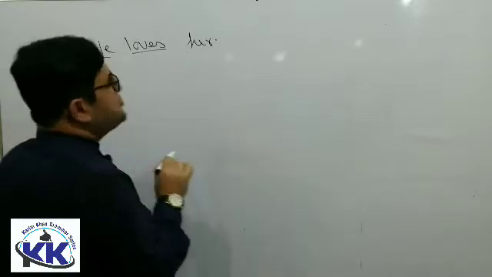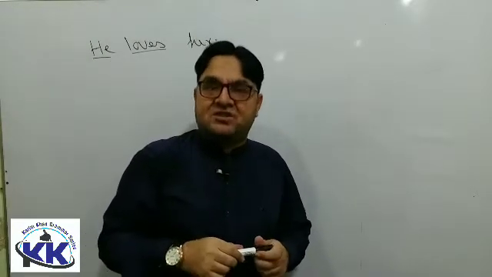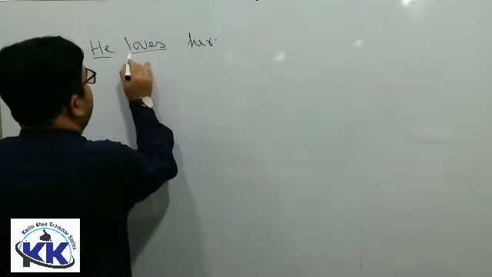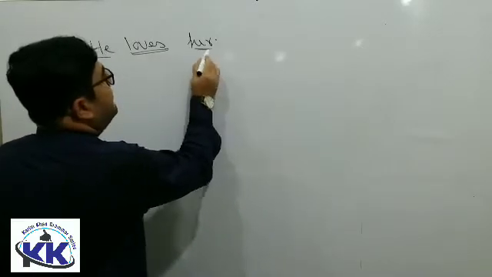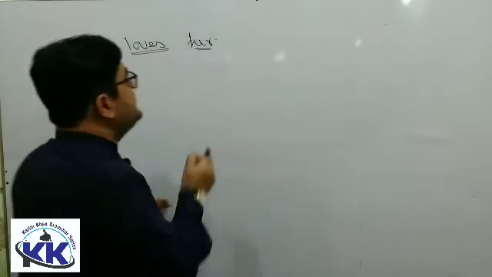What is the action performed by "he"? So "loves," which is a straight verb. It is not an action verb, it's a straight verb. This is the action. Clear? The action verb means the straight verb. And "her" is the recipient of the verb "loves." So this is the object.